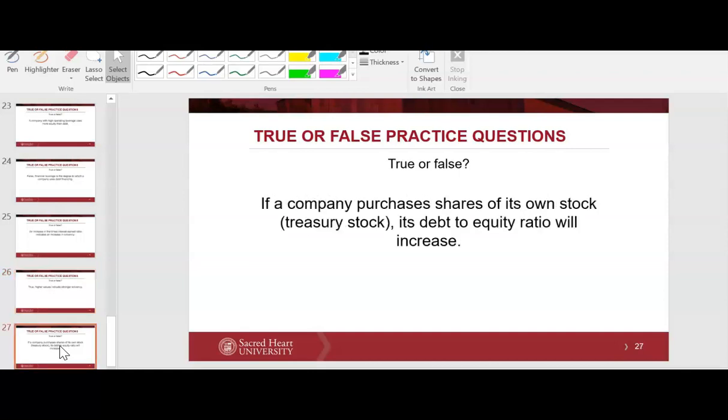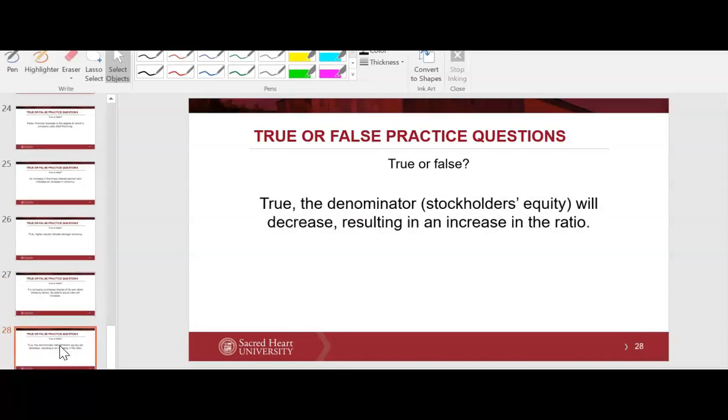And finally, if a company purchases shares of its own stock, treasury stock, its debt to equity ratio will increase. True or false? So think about what happens, the debt to equity ratio, total liabilities over total stockholders' equity. The only change is that a company purchases shares of its own stock. Clearly, that's not going to do anything to debt. Will that do anything to the company's stockholders' equity? Well, we know treasury stock reduces stockholders' equity. So true, the denominator, stockholders' equity, will decrease, and that will result in an increase in the debt to equity ratio. And this concludes week 5 on capital structure and solvency.